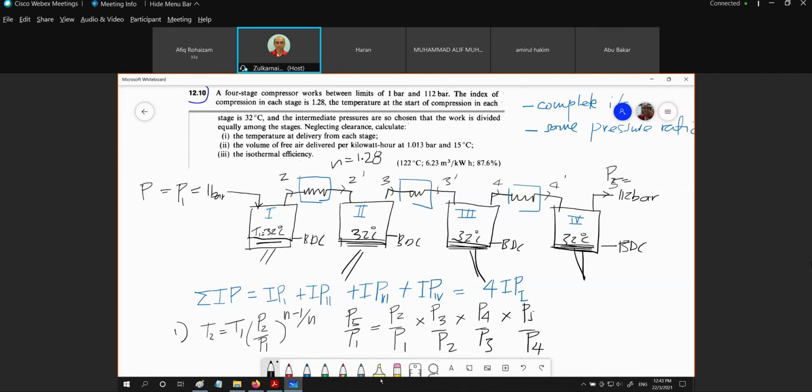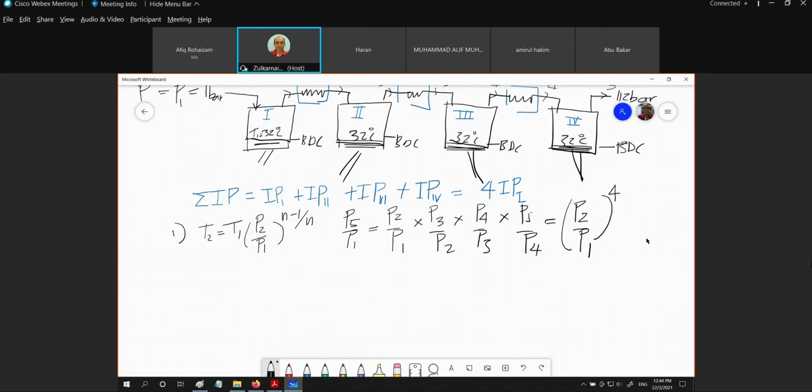This is equal to P2 over P1 to the power of 1, 2, 3, 4. Because it is the same pressure ratio for each stage, it becomes a power of 4. Same pressure ratio. So this is the same as this. We get P2 over P1 to the power of 4. Okay.